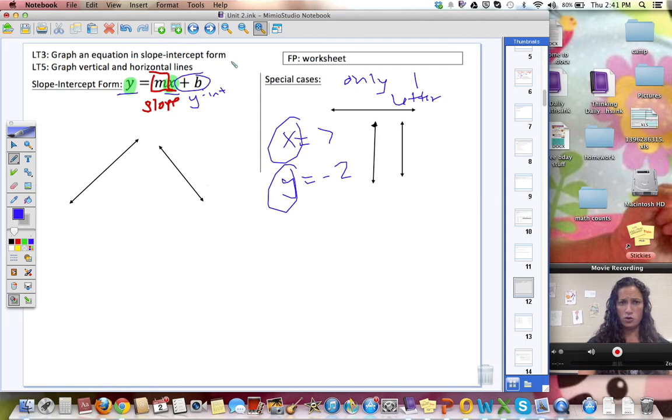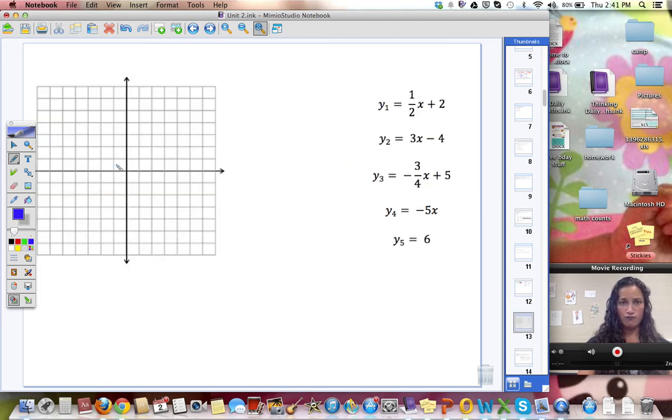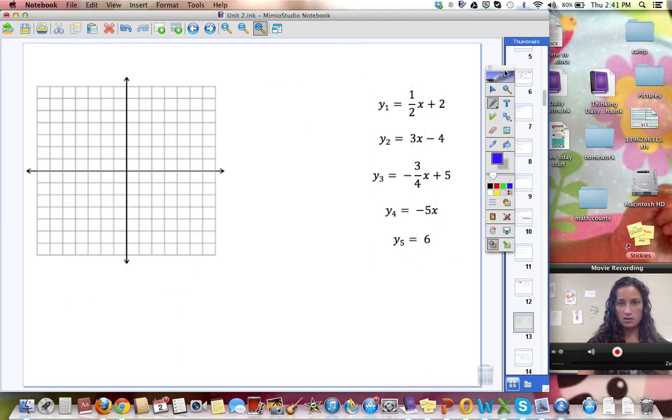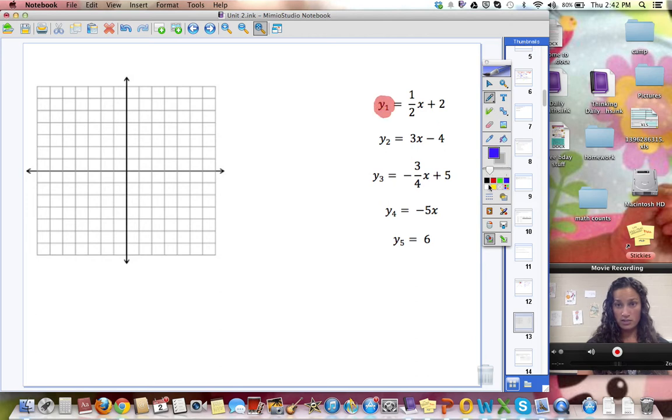So I'm just going to show you what we're going to do. I'm going to do each of these in a different color. So let's go to highlighter. I'll do the first one in red. This number with my x is my slope. This number is my y-intercept, my b. I start here at b, so I'm going to start on this y line because it's the y-intercept. I'm going to start there on +2. So +2, I make a point.